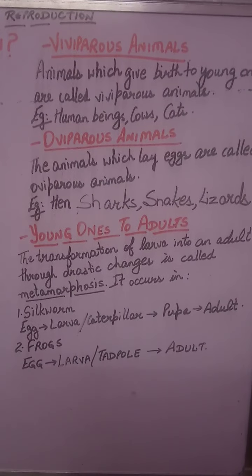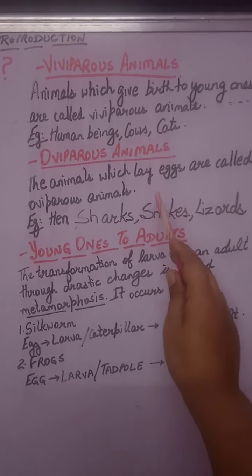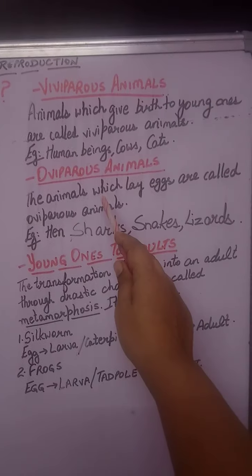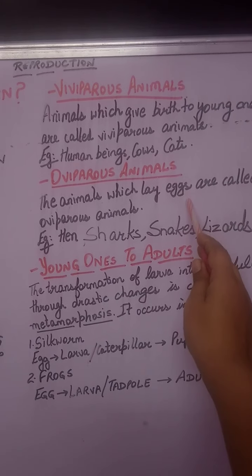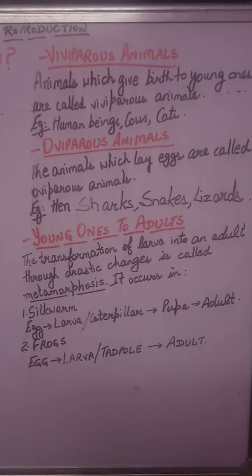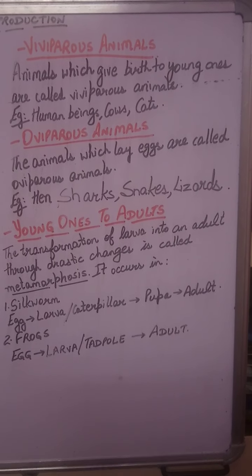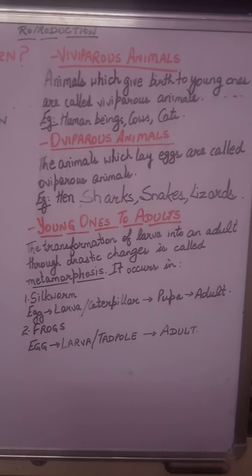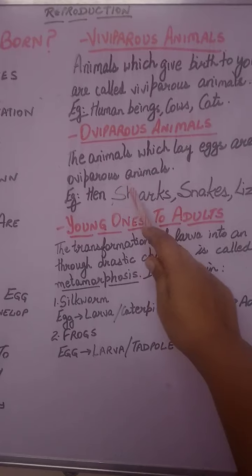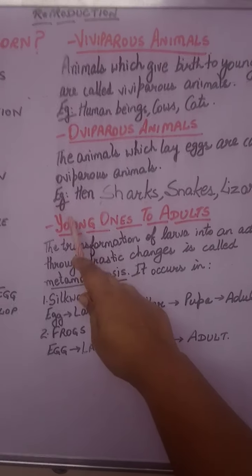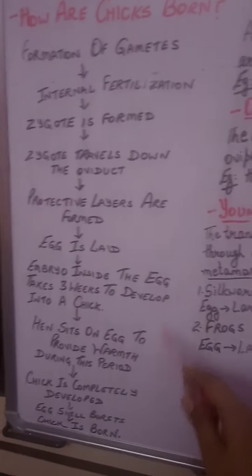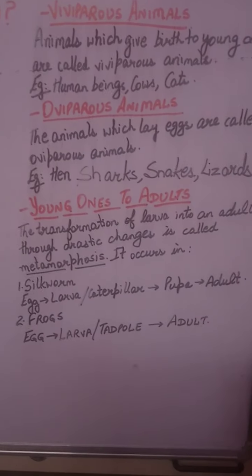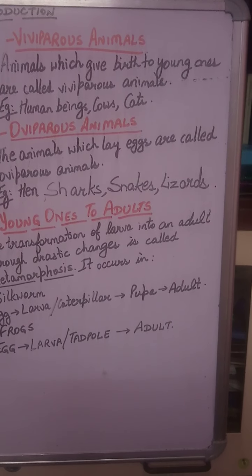Opposite to the viviparous animals, there are some animals which lay eggs. We have studied this example. Some animals lay eggs, and when the eggs hatch, when they burst and their outer covering breaks up, only then the new individual or new organism is released. Such organisms are called oviparous animals. Example is hen. Detailed we have studied. In the similar way, sharks, snakes, lizards, turtles, many other organisms are there which are oviparous.